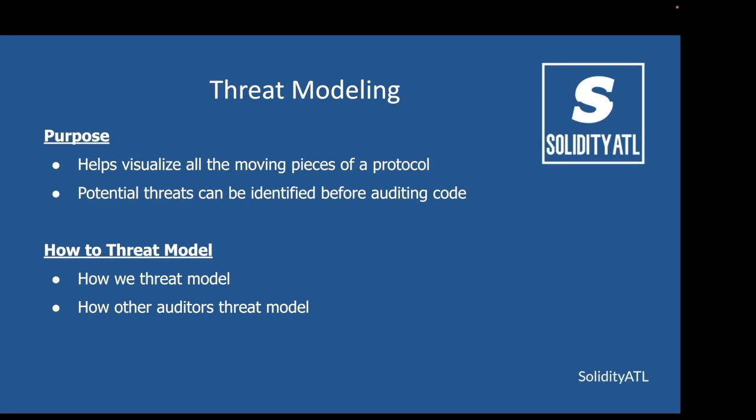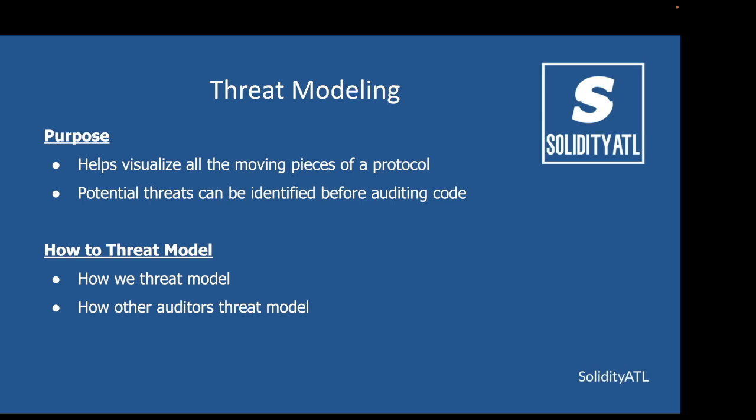The next tactic for code comprehension we're going to talk through is threat modeling. And this is something that exists in the Web2 or traditional software security space, where the purpose of threat modeling is to help you visualize all the moving pieces of a protocol and what potential threats you can identify before actually doing a deep dive in the code. So a threat model can be something you write down in words, but it can also be visual.